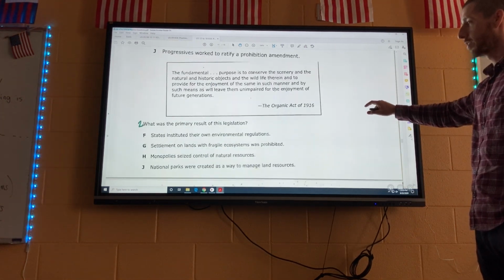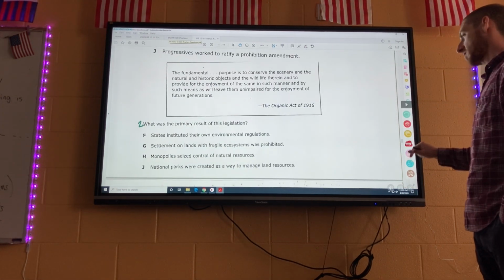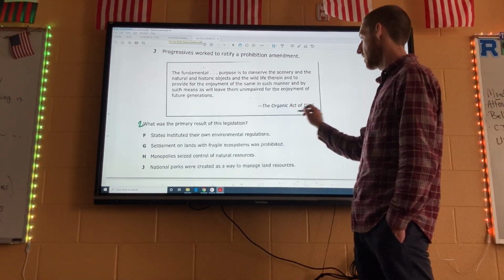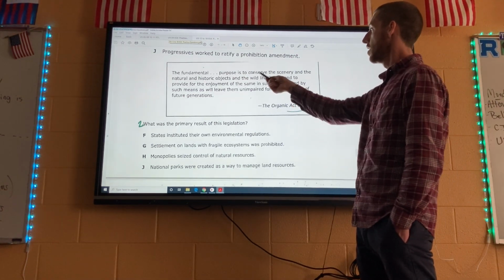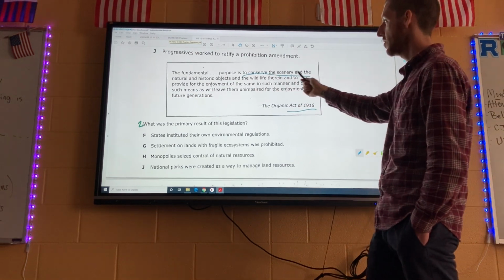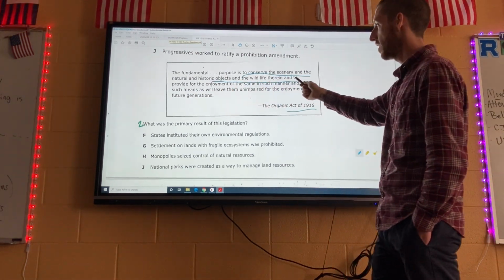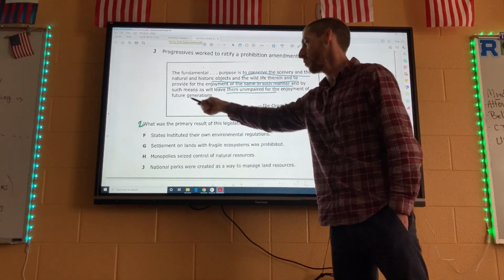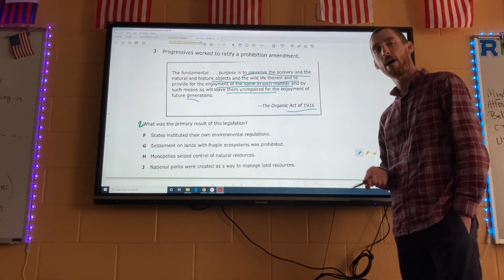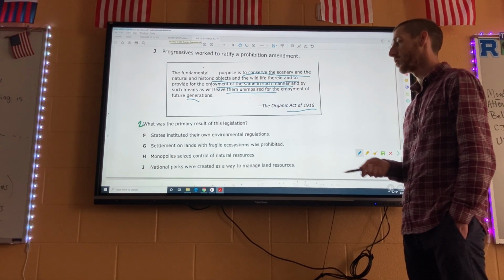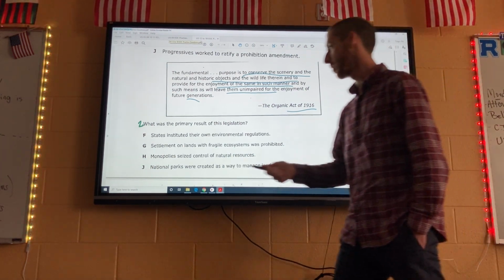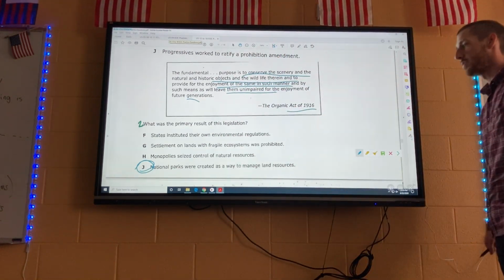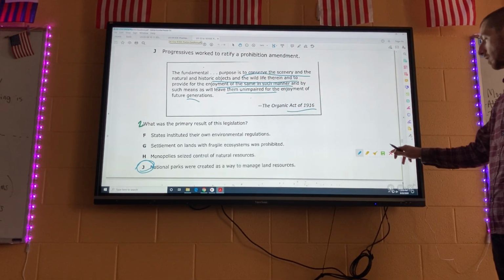Okie dokie. What was the primary result of this legislation? If you take a look, it says the Organic Act of 1916. The fundamental purpose is to conserve the scenery and the natural and historic objects and the wildlife therein, and to provide enjoyment for the same in such manner forever, for future generations. So where can you go now to enjoy nature? You can go to a national park. So 2 is going to be J. Sweet.